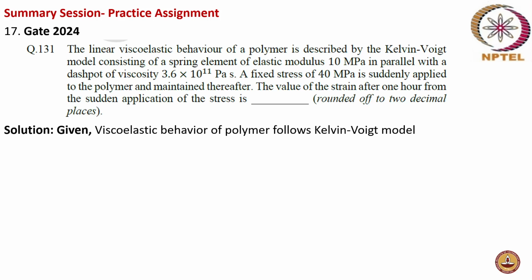The linear viscoelastic behavior of a polymer is described by the Kelvin-Voigt model, consisting of a spring element of elastic modulus 10 megapascal in parallel with a dashpot of viscosity 3.6 into 10 power 11 Pascal seconds. A fixed stress of 40 megapascal is suddenly applied to the polymer and maintained thereafter. The value of the strain after 1 hour from the sudden application of stress is, so the viscoelastic polymer behaves as a Kelvin-Voigt model. Now what are the things you can identify?